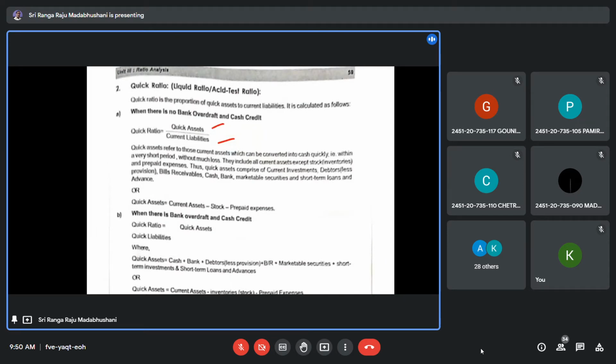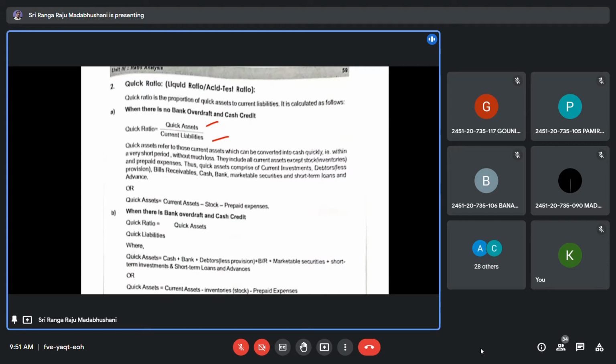Current liability is... So when quick assets are asked, and stock and prepaid expenses are given, then you just have to subtract them from the current assets, or we have to eliminate stock and prepaid expenses from the current assets. So all the remaining will be quick assets.